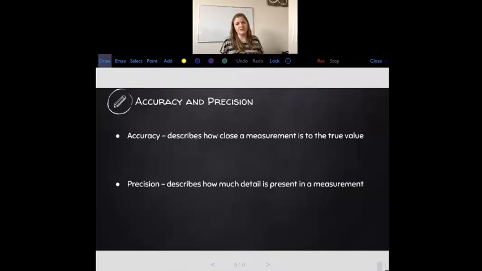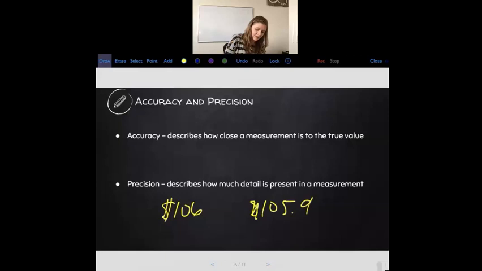Accuracy and precision. So accuracy describes how close the measurement is to the true value, and precision describes how much detail is present in a measurement. So for instance, if we have like $106 versus 105.90, 105.9 is more precise because it's using more numbers to describe the value.